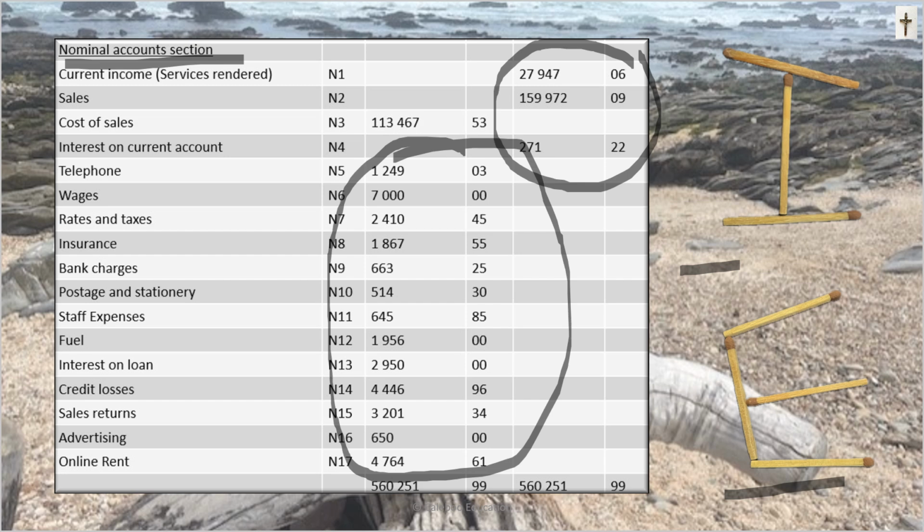So the matching principle, let me give you an example. These sales took place and the total of the sales was 159,972 and 9 cents. But in making those sales, there were costs involved, and the costs need to be shown in the exact same period as the income, the sales. So income and expenses are matched in the same period.